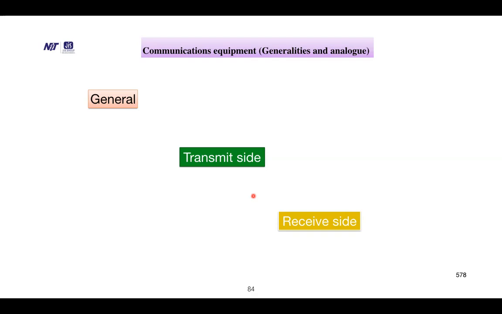Now, the communication equipment, generalities and analog modules of that. Communication equipment: the general block diagram of an earth station comprises the functional units which convert the baseband signal into a modulated RF carrier. The baseband signal is in the range of 300 Hz to 3.4 kHz, an analog signal.